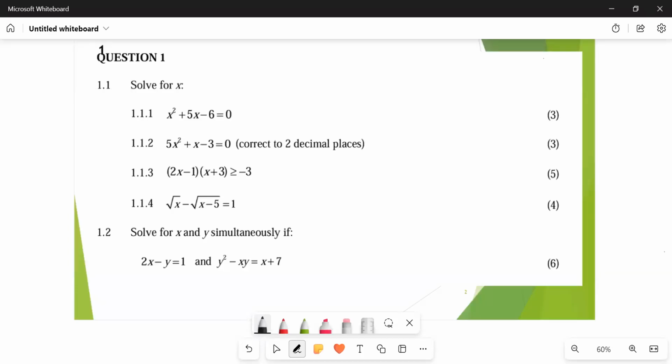Okay, here, as I was saying, 1.1, if you look at the marks, 3 marks, okay? And then they say, solve for x. Usually the first question is straightforward. You can simply open 2 brackets and then factorize this thing. Okay? And then if you look at this one that says correct to 2 decimal places, you can use completing the squares, or you can use the quadratic formula.